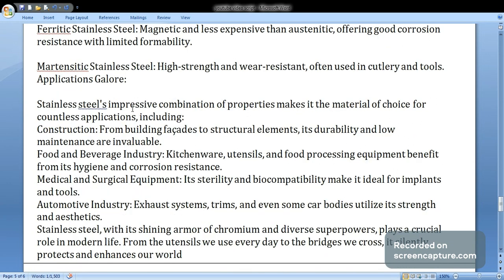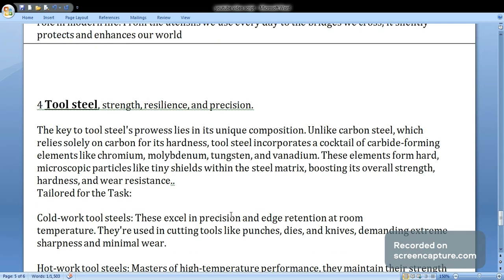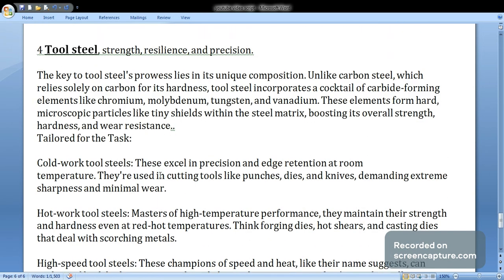Stainless steel's impressive combination of properties makes it the material of choice for countless applications in the fields of construction, the food and beverage industry, kitchens, food processing equipment, and medical and surgical equipment and tools. Stainless steel, with its shine due to chromium, also plays a crucial role in our life. And the fourth type of steel we are going to discuss is tool steel.